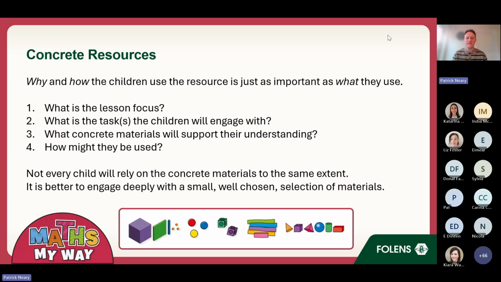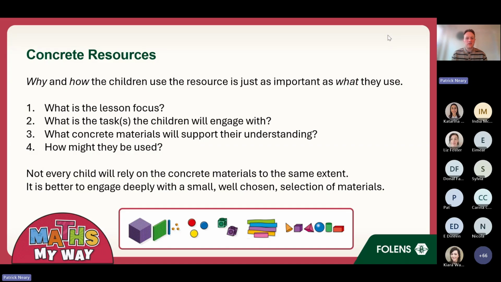You always start with what is the lesson focus. That's always the most important thing in a lesson. Then what tasks are the children engaging with? And the task is like a question or a problem or an activity. And then what concrete materials will support their understanding. So I'd never start by saying to myself, I want a concrete resources lesson today. It's always about what are the children learning, what's the task they're working on, and then what concrete material will support their understanding of that. And then how might the resource be used to develop the understanding?